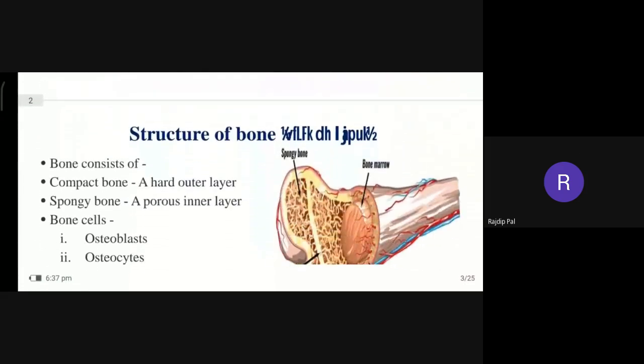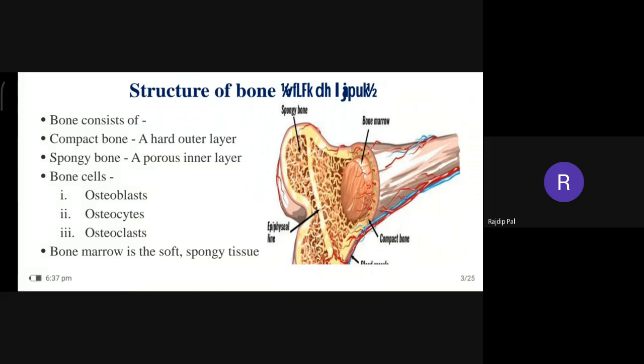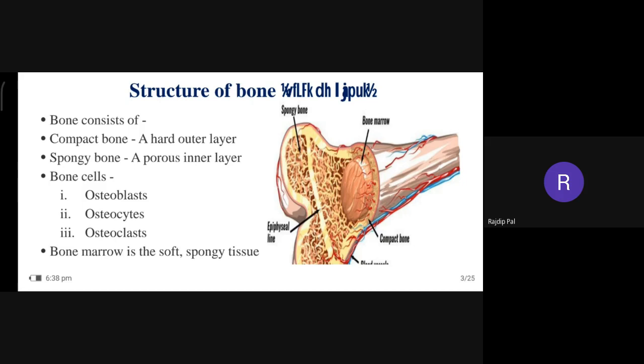Now, what are bones consisting of? Bones are consisting of compact bone, like bones are of different types also. So, compact bone consists of a hard outer layer, spongy bone. Like in a proper bone, where the bone is completely developed or matured, there we can see these parts of bone.